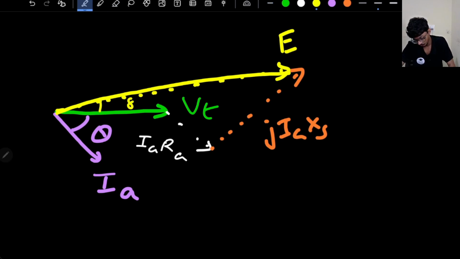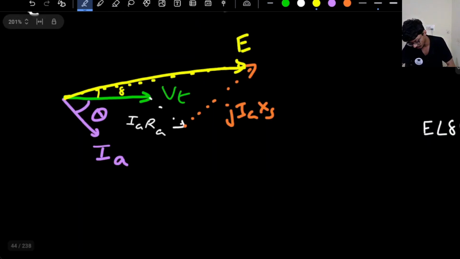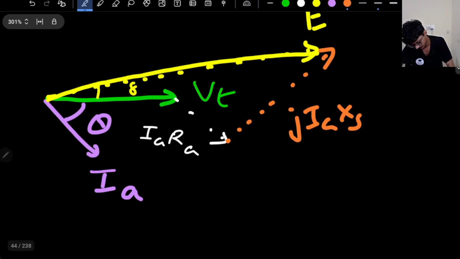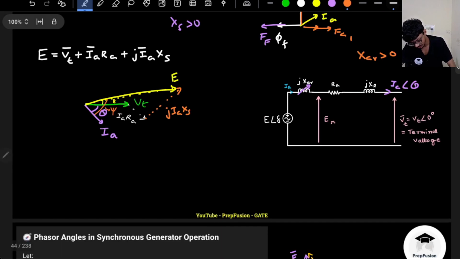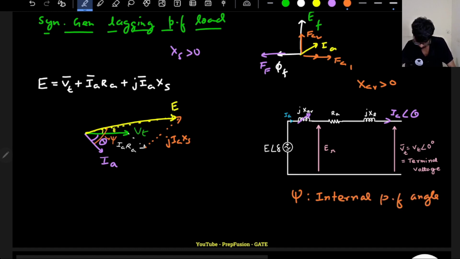And one more angle, between the current Ia and E. The angle between the current Ia and E is known as psi, which is known as the internal power factor angle. So we got three angles.